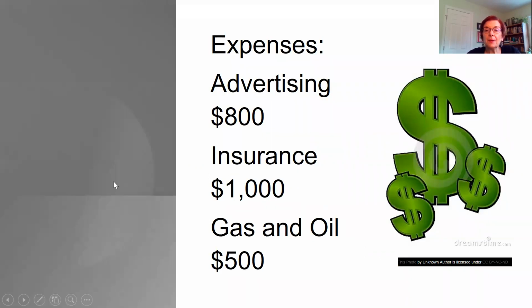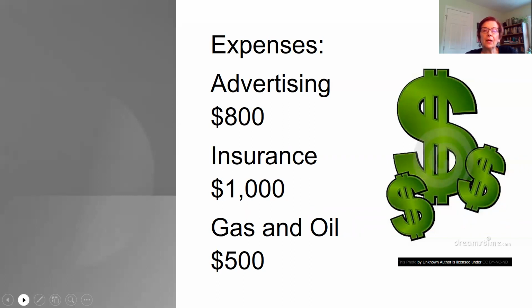All right, so you're going to spend some other money. You're going to do some advertising, right? Because you want to get some customers. You're going to have to pay some insurance, some liability insurance in case somebody gets hurt, and also insurance on your equipment. And then you're going to have to buy gas and oil for your equipment. Let's say we're talking about your first quarter. So we're looking at the first 3 months that you run your business.